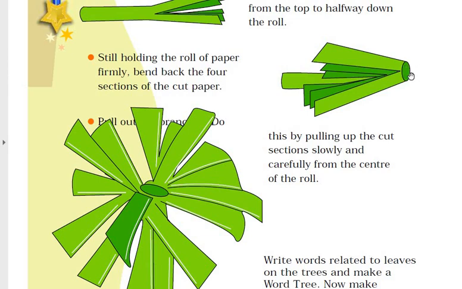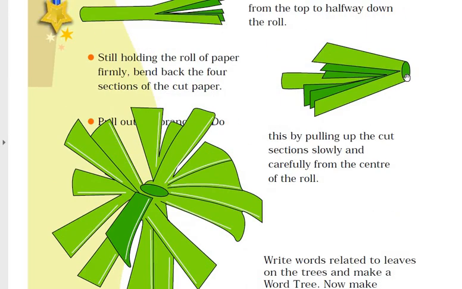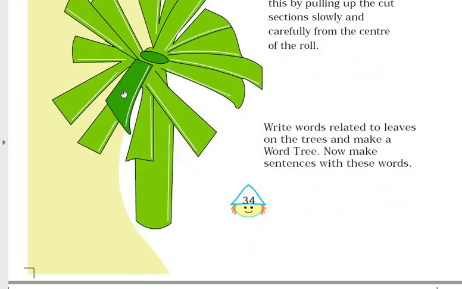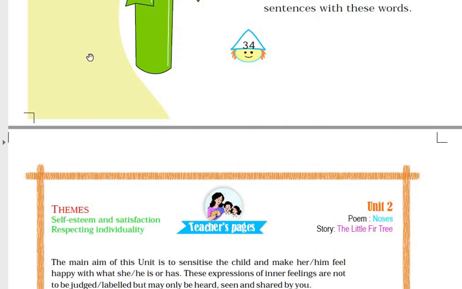The cut section slowly and carefully from the center of the roll. Yeah, so you have to bring out the rest of the part that is inside the roll, and from that you will find different leaves coming out. Okay, so in this way you have to do it. And finally you have to write different words related to trees and make a word tree. So just write different words on these papers after making this particular thing, and send a picture to me if you can, if possible. That's it.